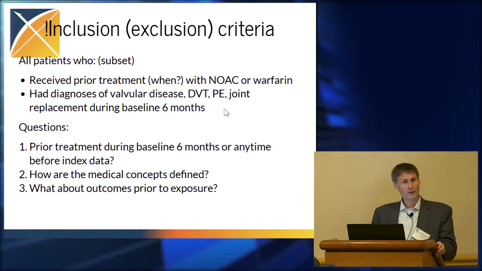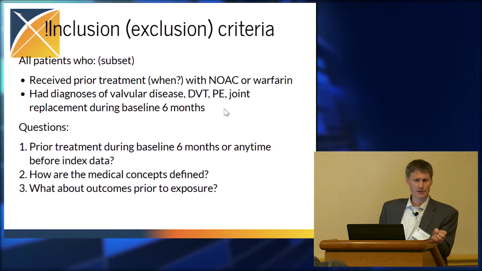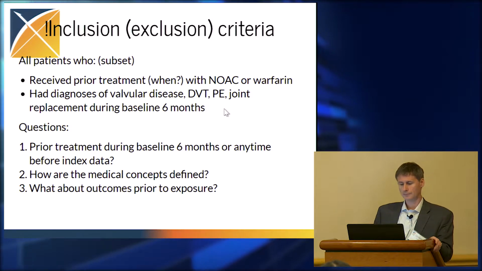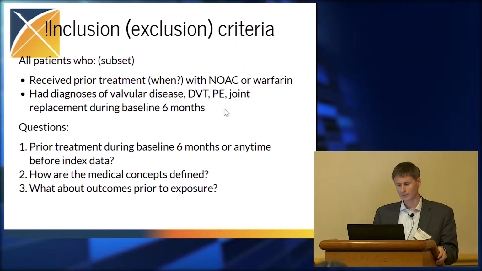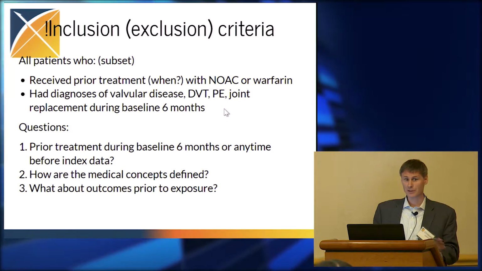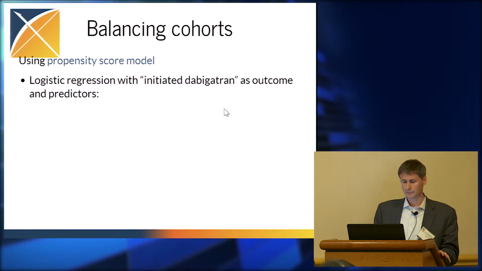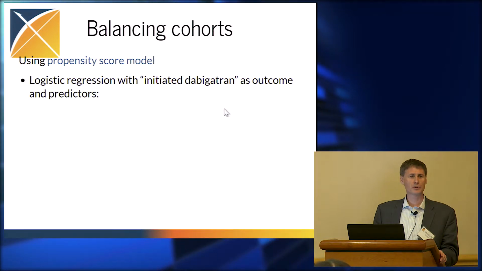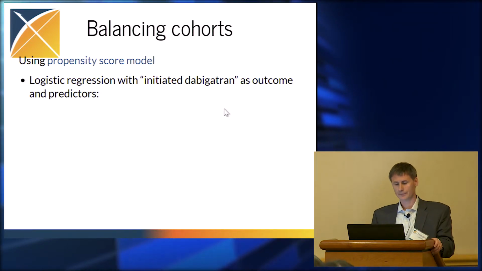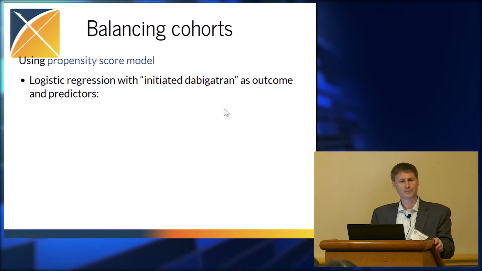So what about all these outcomes prior to exposure in terms of potential exclusion? Is it clear on that? No. And as was discussed earlier, what's the deal with the washout in terms of prior treatment? Is it 6 months before? Is it any time before? Is that clear? And so in terms of this exchangeability, what have they done to balance the cohorts? Is the propensity scoring model clear what they did?